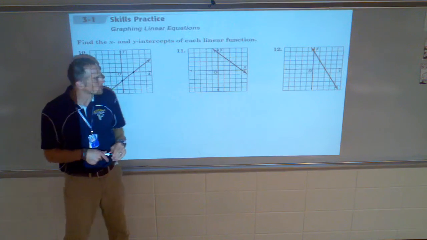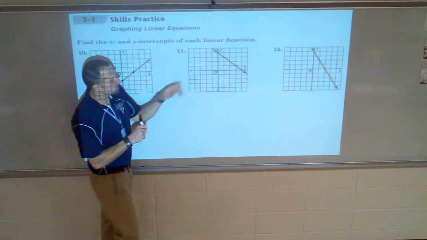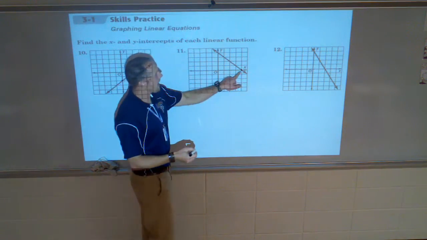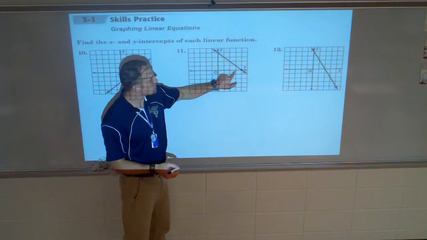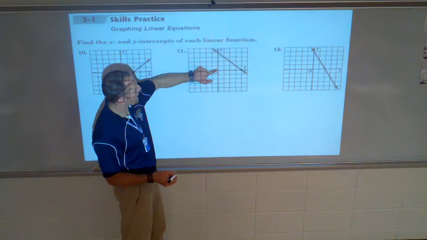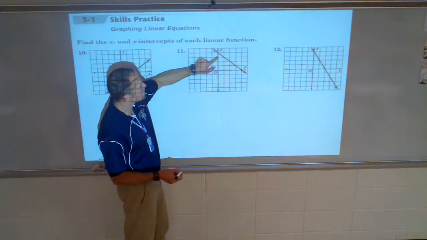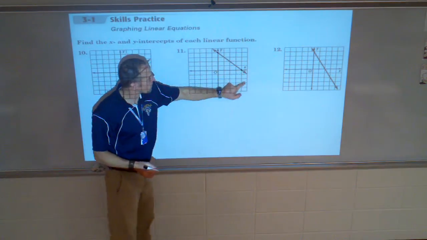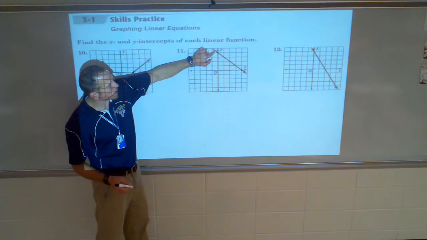That's where everything starts. Now, our x-intercept is the place where our graph crosses the x-axis. That's going to be at 4. Come over 1, 2, 3, and 4. And our y-intercept is going to be where it crosses the y-axis. Positive 1, 2, 3, and 4. So in this case, our x-intercept is 4, and our y-intercept is also 4.